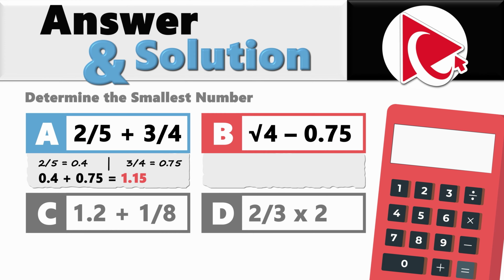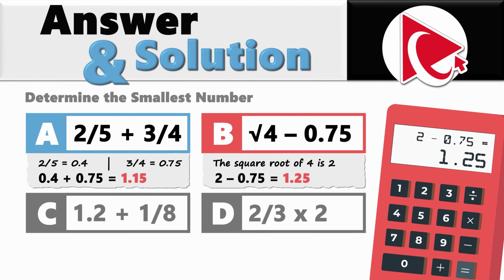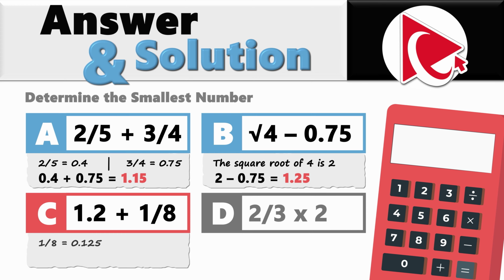Now let's look at expression B. Square root of 4 minus 0.75. Square root of 4 is 2. 2 minus 0.75 equals 1.25. Let's go to choice C. 1.2 plus 1/8. 1/8 equals 0.125. 1.2 plus 0.125 equals 1.325.